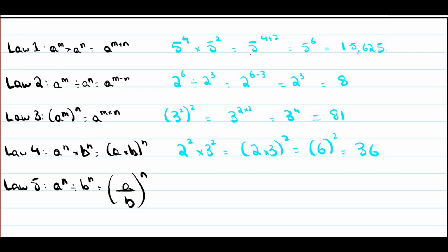Now let's move on to the fifth and final law of indices, which is a^n divided by b^n is equal to (a/b)^n. Now for example, if you have different numbers, consider 4^2 divided by 5^2. So what will you do? This means (4/5)^2, and hence your answer would be 16/25.